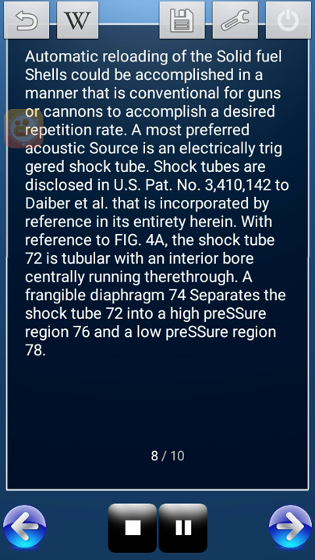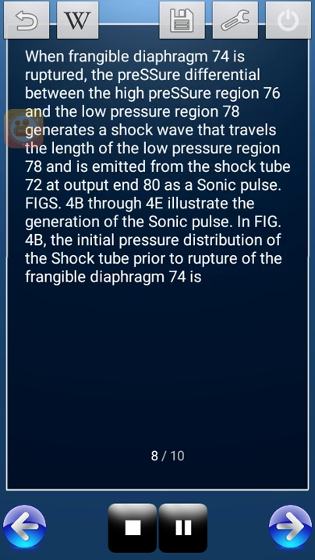A most preferred acoustic source is an electrically triggered shock tube. Shock tubes are disclosed in U.S. Pat. No. 3,410,142 to Dieber et al., which is incorporated by reference in its entirety herein. With reference to Fig. 4a, the shock tube 72 is tubular with an interior bore centrally running therethrough. A frangible diaphragm 74 separates the shock tube 72 into a high pressure region 76 and a low pressure region 78. When frangible diaphragm 74 is ruptured, the pressure differential between the high pressure region 76 and the low pressure region 78 generates a shock wave that travels the length of the low pressure region 78 and is emitted from the shock tube 72 at output 80 as a sonic pulse.